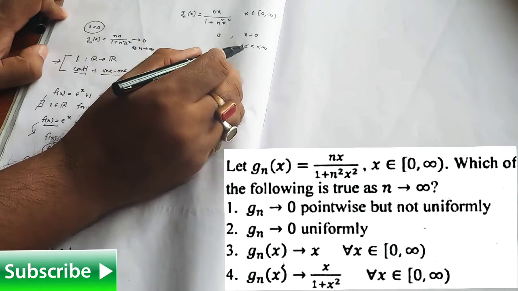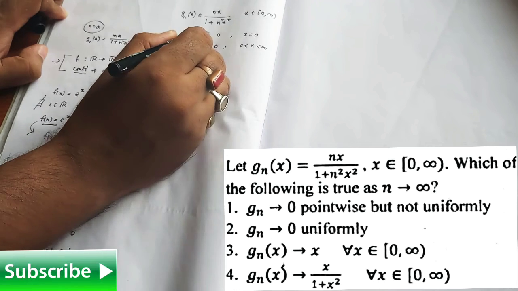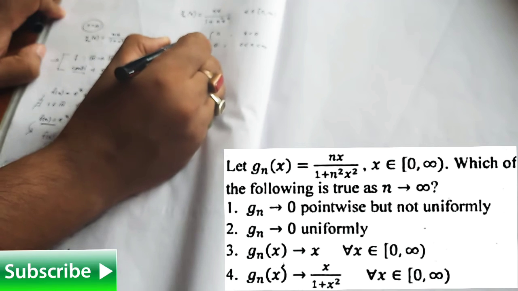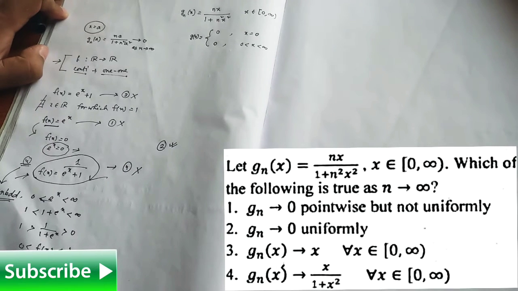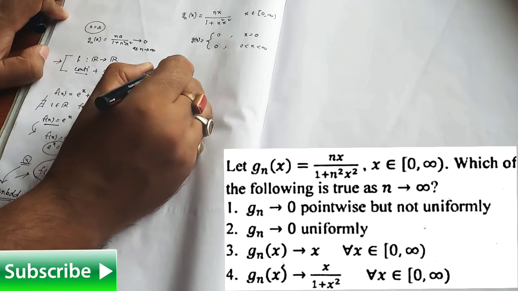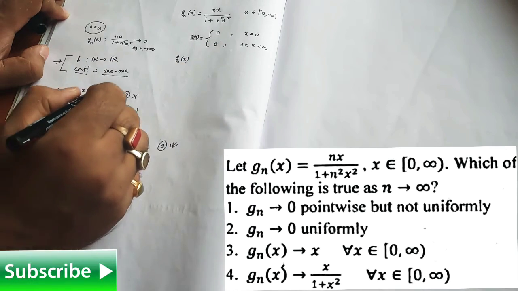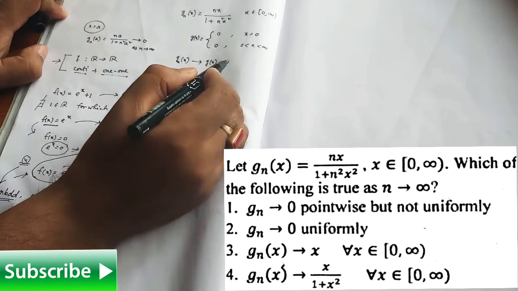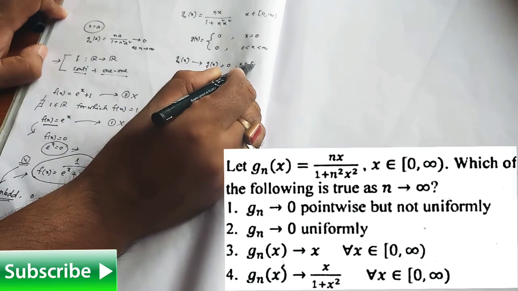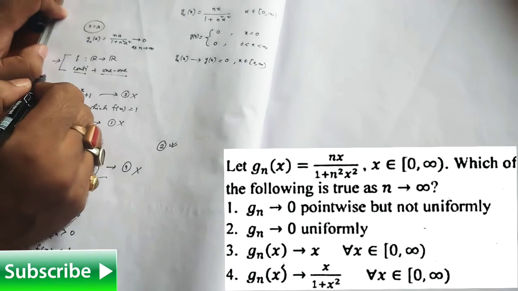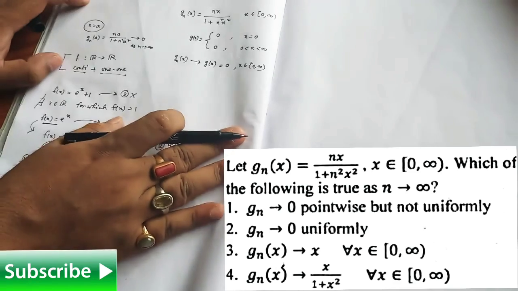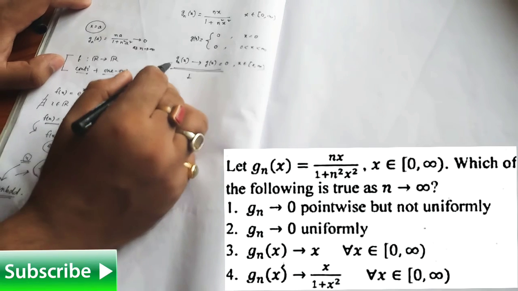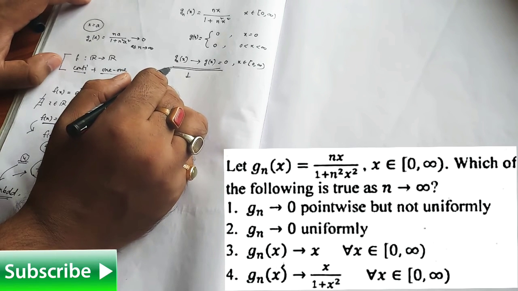Clear? So in this range this is going to be 0, so you can simply denote it by g(x) and say that your sequence of functions g_n(x) converges pointwise to g(x), where g(x) is equal to 0 and x belongs to obviously 0 to infinity. So the given sequence of functions is first of all a pointwise convergent sequence of functions.